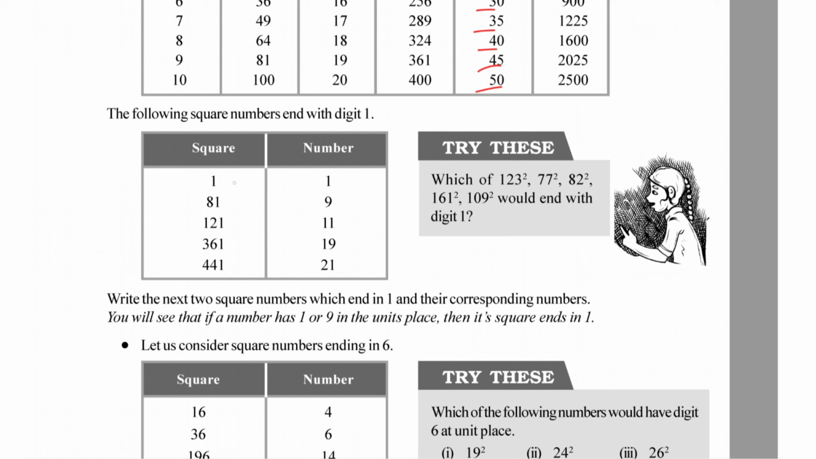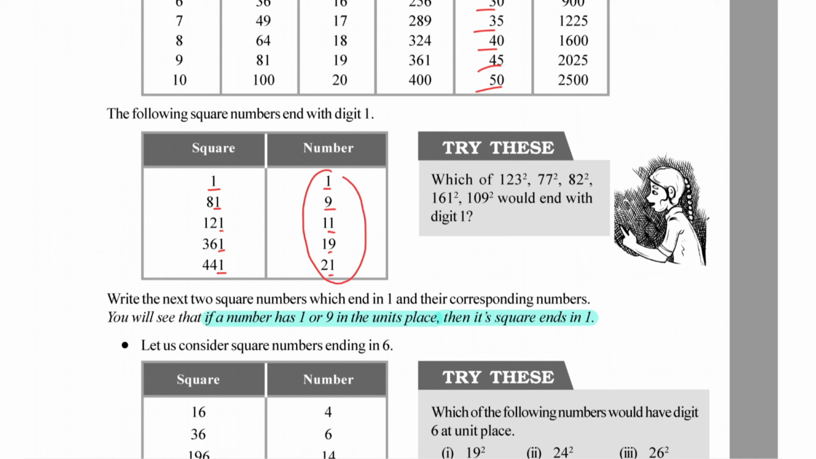Now you just check the square numbers that end with digit 1: 1, 81, 121, 361, 441. The numbers from which we get these squares are 1, 9, 11, 19, 21. So from this we can conclude that if a number has 1 or 9 in its units place, then its square ends in 1. That's what you have observed from these numbers and their squares.